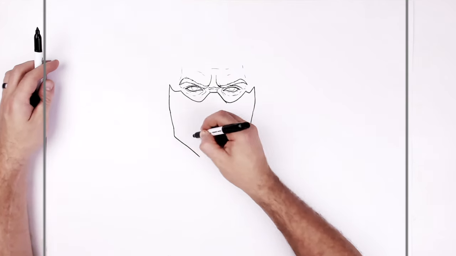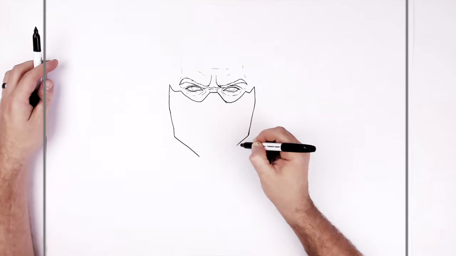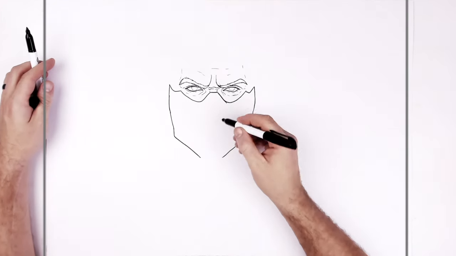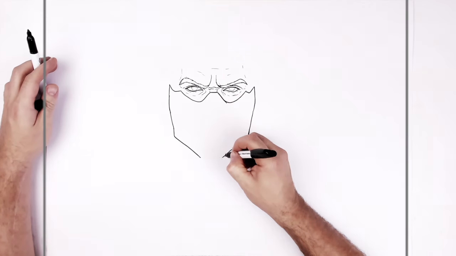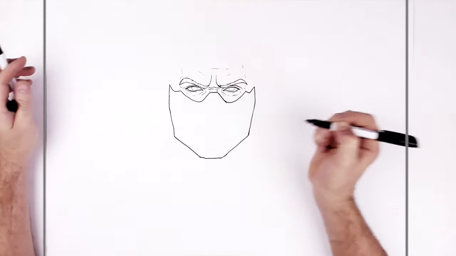So I'd imagine same sort of level. So we'll go here and then down towards the chin, right? And then this will come across like that.